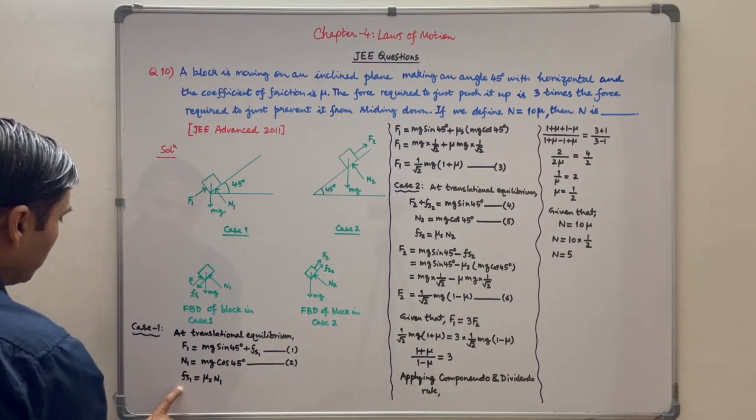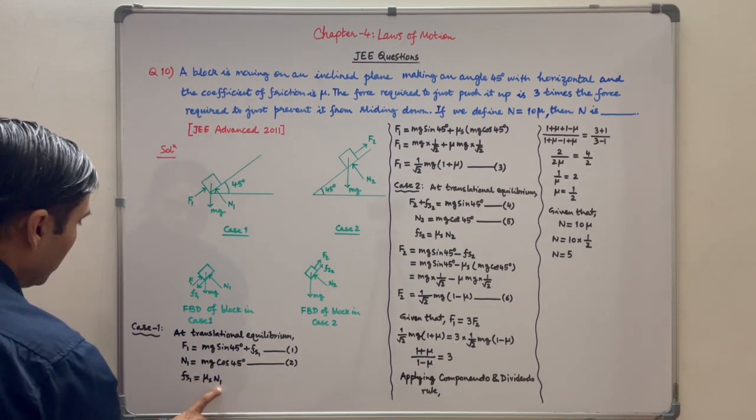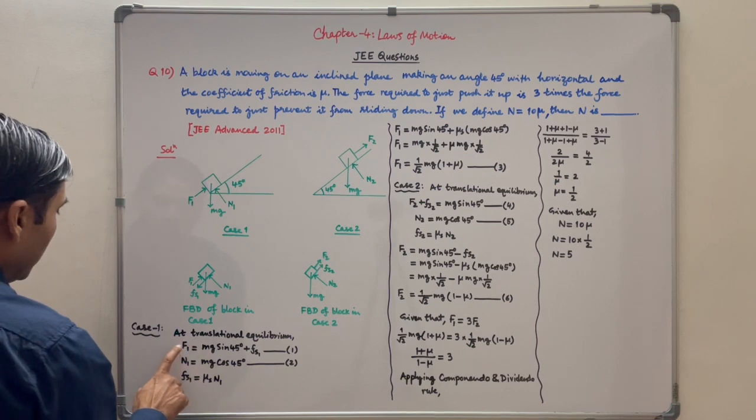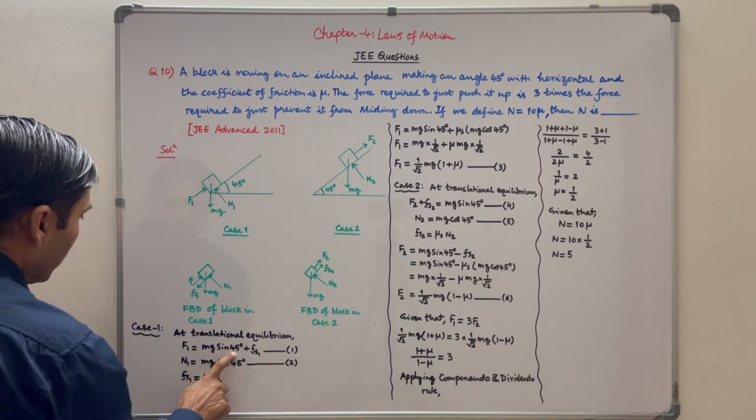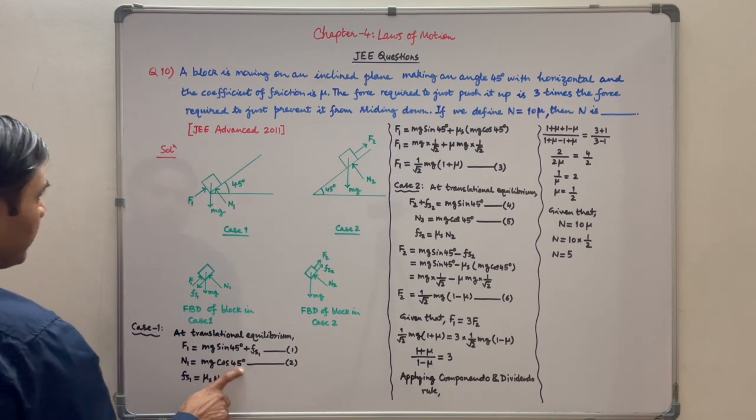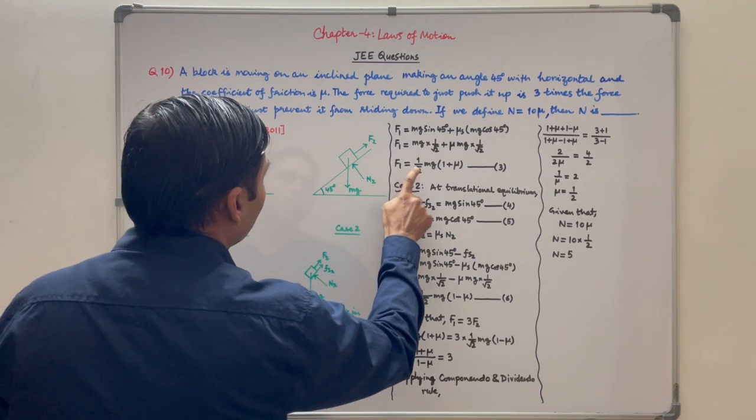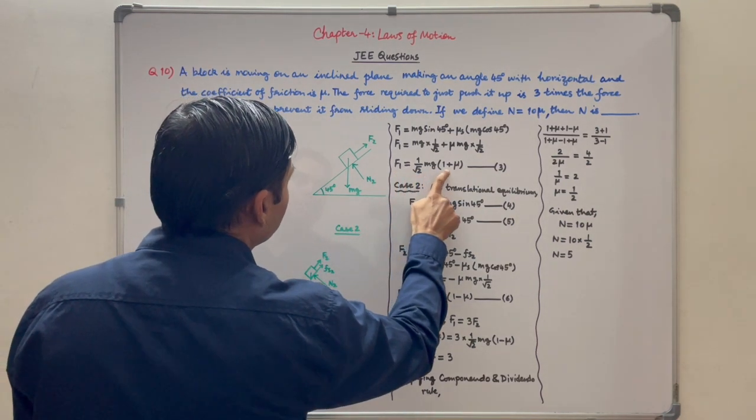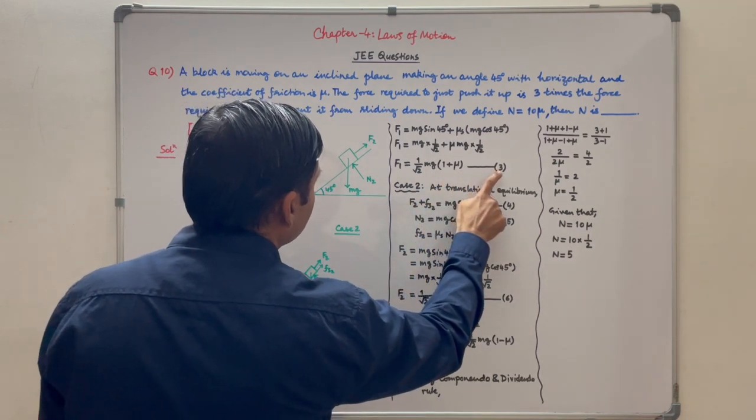We know that Fs1 is equal to mu s into N1. From equation 1, F1 is equal to mg sine 45 plus Fs1. Put Fs1 is equal to mu s into N1, and N1 is equal to mg cos 45. So we get F1 is equal to 1 by root 2 mg (1 plus mu). This is equation number 3.